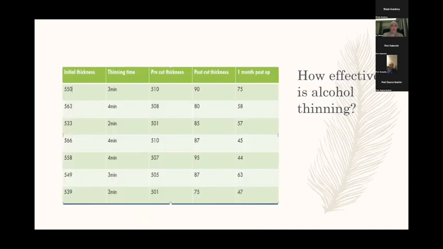Okay, and this is how effective the alcohol thinning is. Usually I started with an initial thickness like 550, 530, and every time the post-cut thickness is less than 100 micron. And after good attachment, I get a very thin lenticule. At 1 month post-op, as you see, the thickest was 75 micron, and then I got as thin as 45 and 44 micron lenticule attached to the corneal posterior surface.